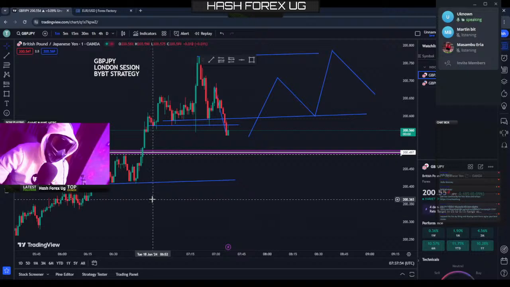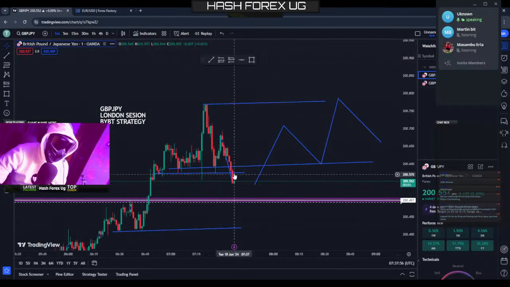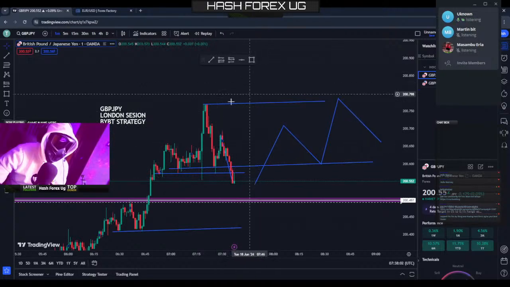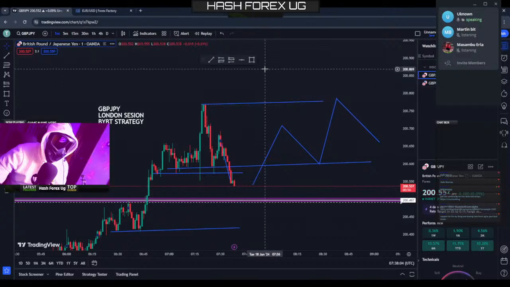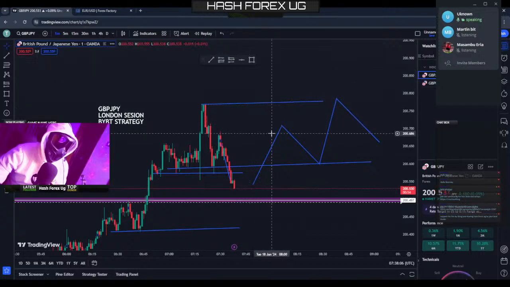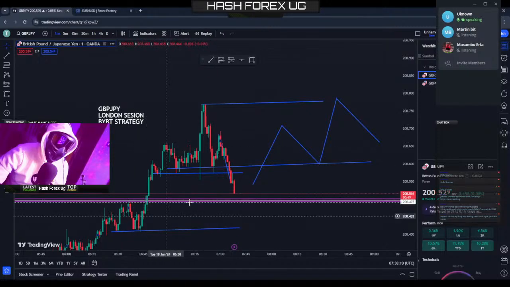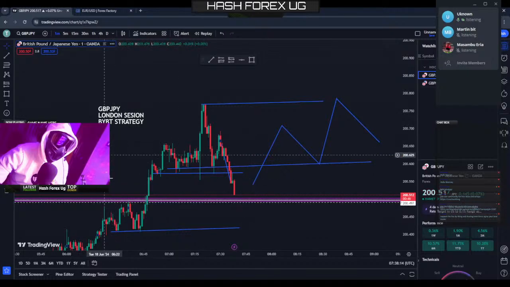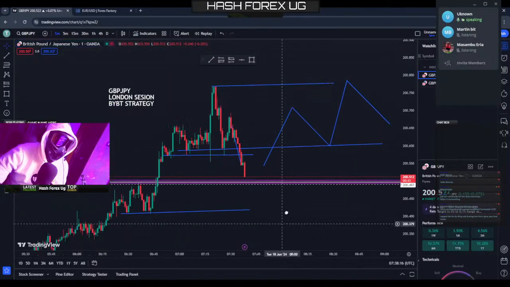If we are to consider getting buys again, we need to see it breaking, creating new highs here. Just to create new highs above this zone. When it pulls back, we shall be able to get some buys. But right now, we can no longer still base on the structure to get the buys.